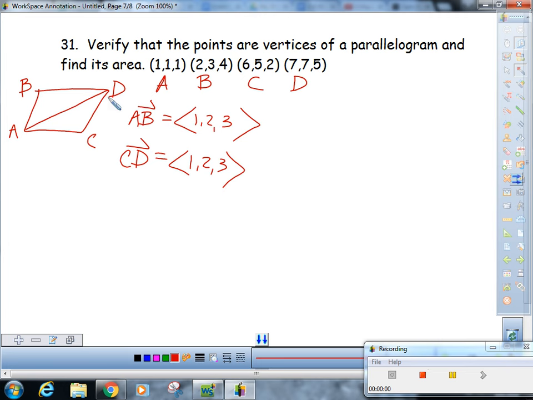Okay, verify. So if I was doing like an official verification, one of the ways that prove that something is a parallelogram is that one pair of sides are what? Both parallel and congruent. Well, these have the same magnitude, and they are parallel. Therefore, this is a parallelogram. So I've achieved that now, okay?